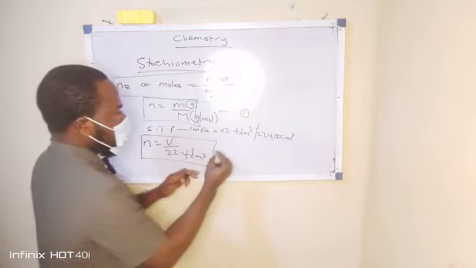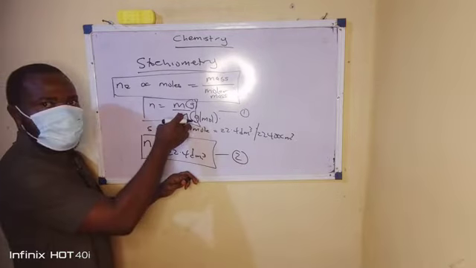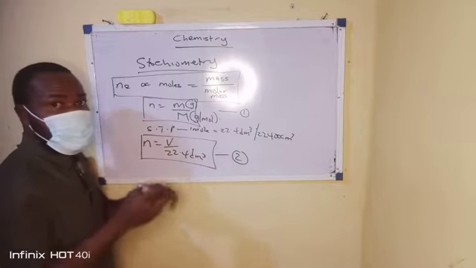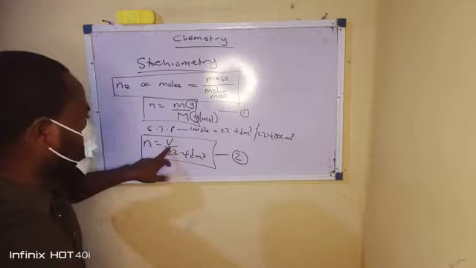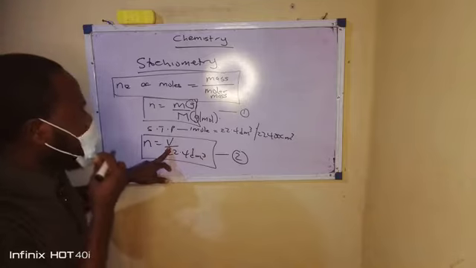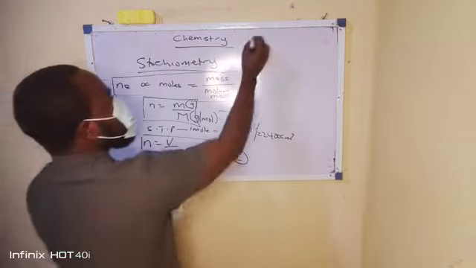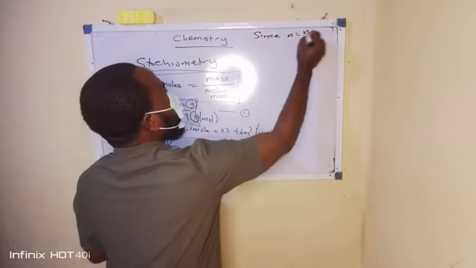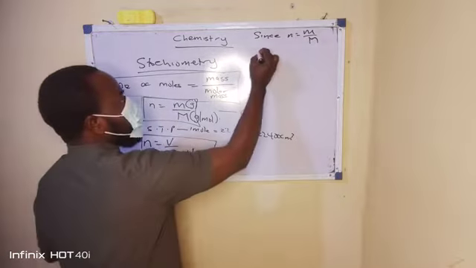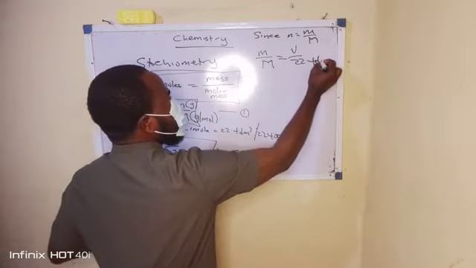Now, let's take this as our equation 2. But remember that this is the number of moles, and the number of moles is mass over molar mass. So I can substitute mass over molar mass into this formula to get another formula, because it's not all the time they ask you to calculate the number of moles or the volume. Sometimes they ask you to calculate the mass. So, since n = mass over molar mass, substituting this in, I will have mass over molar mass = V over 22.4 dm³.